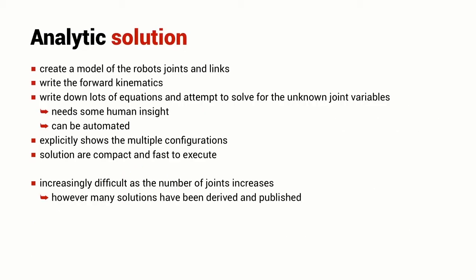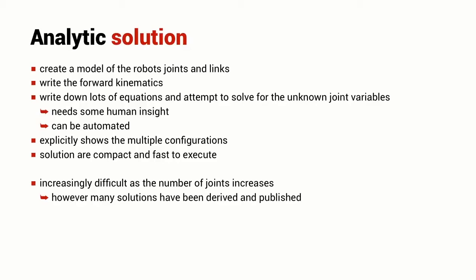The analytic solution for robot inverse kinematics involves the following steps. Firstly, we need a model of the robot. We need to know the position and orientation of the joints with respect to the links. We need to know the lengths of the links and so on. From that, we extract a number of equations and we attempt to solve for the unknown joint variables. As I said before, it requires some human insight, though it can be automated using computer algebra techniques for particular robots or particular classes of robots.